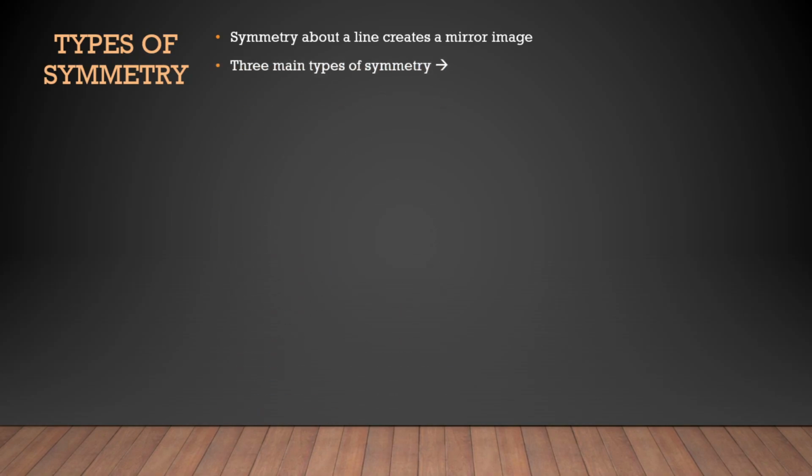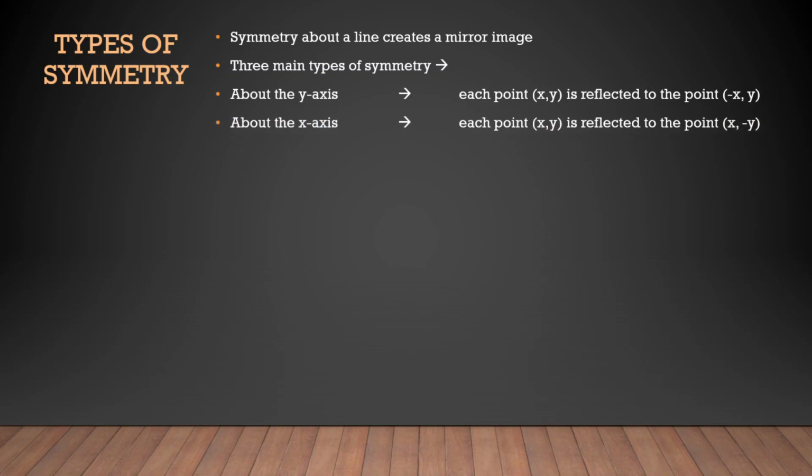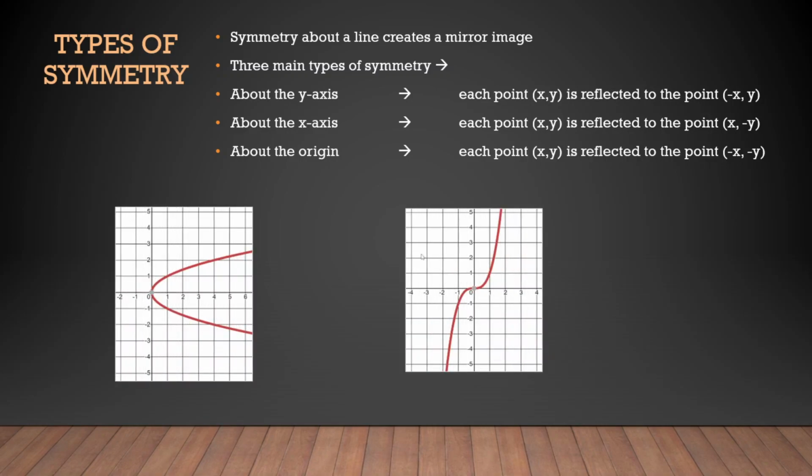There are three specific ones we're going to talk about today, and that is when we flip it about the y-axis. So every point (x, y) is going to get reflected across the y-axis to (negative x, y). Then we're going to flip it about the x-axis, so every point is going to get reflected to the new point (x, negative y). And then we're going to rotate them around the origin, so every point will change to (negative x, negative y). Let's see what we mean by that and how we can actually figure that out.